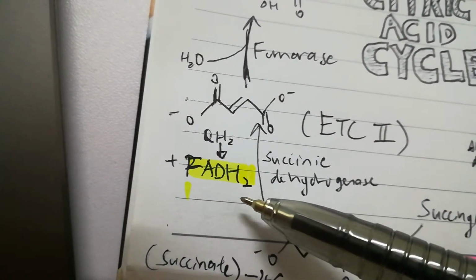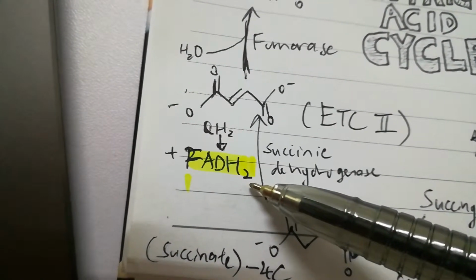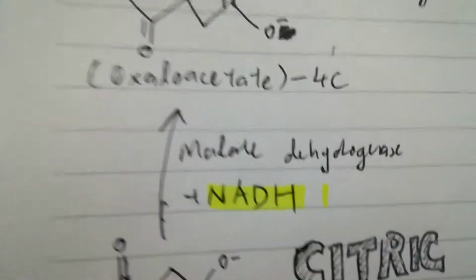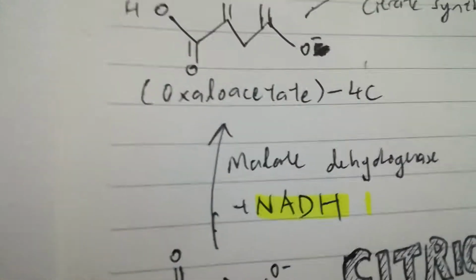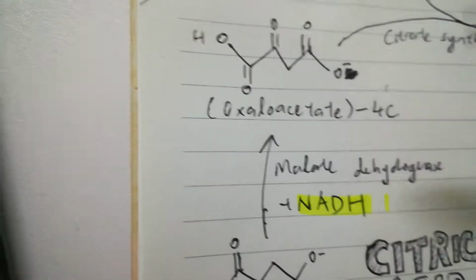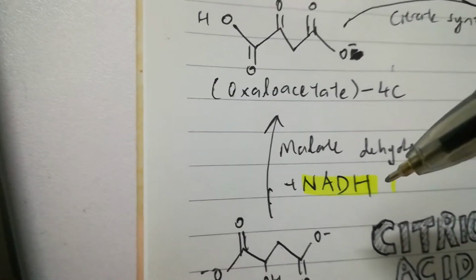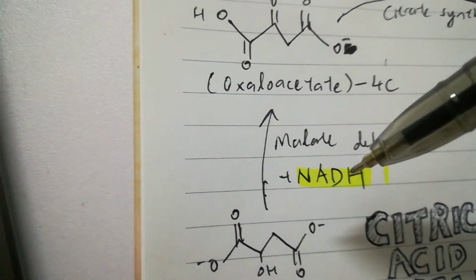A single FADH2 molecule, which also carries hydrogen ions. Now, this fumarate molecule, via the malate dehydrogenase enzyme, gets turned back into oxaloacetate, which is our starting molecule. And in this conversion, an NADH is liberated.